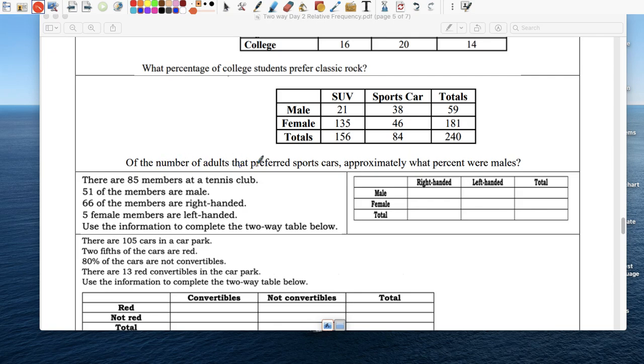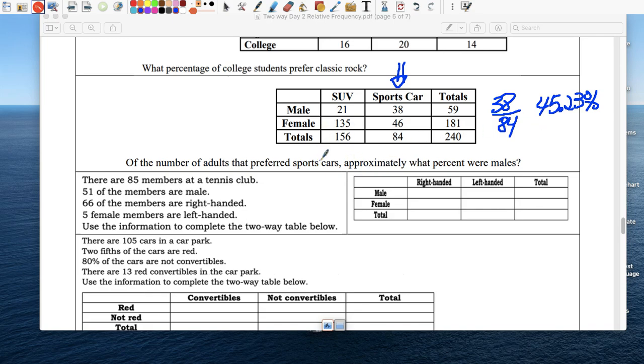Of the adults, so let's look at the adults. Number of adults that prefer sports cars. So this column right here. What percent were males? Well, first of all, 84 of them chose a sports car, and out of the 84, how many were males? 38. So 38 divided by 84 as a percent is going to be 45.23%.